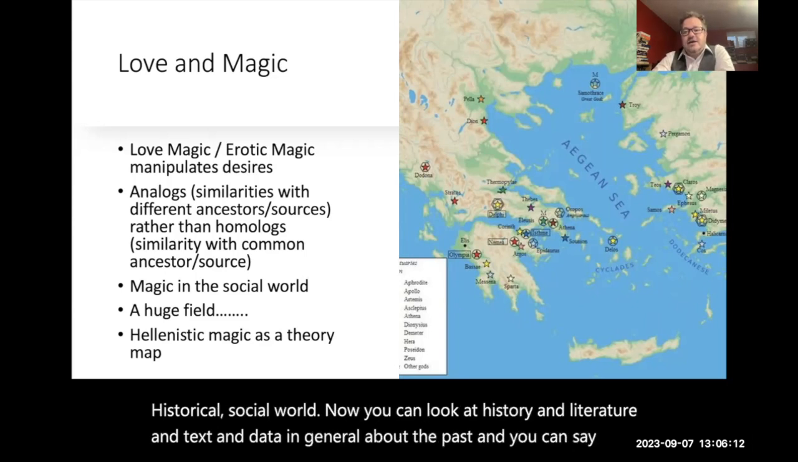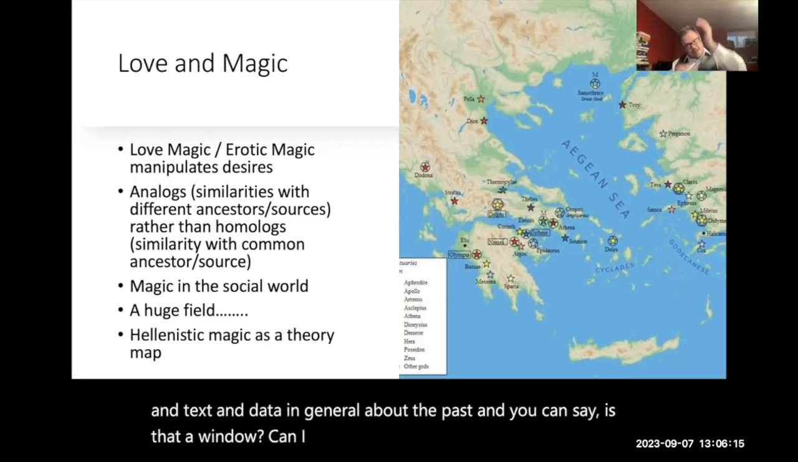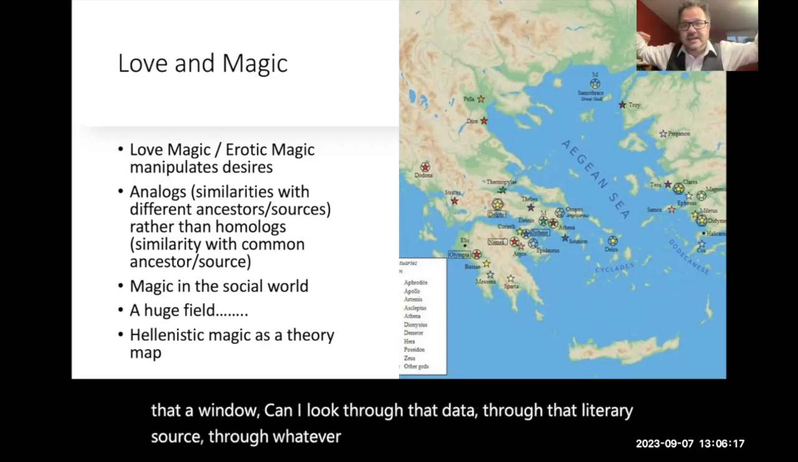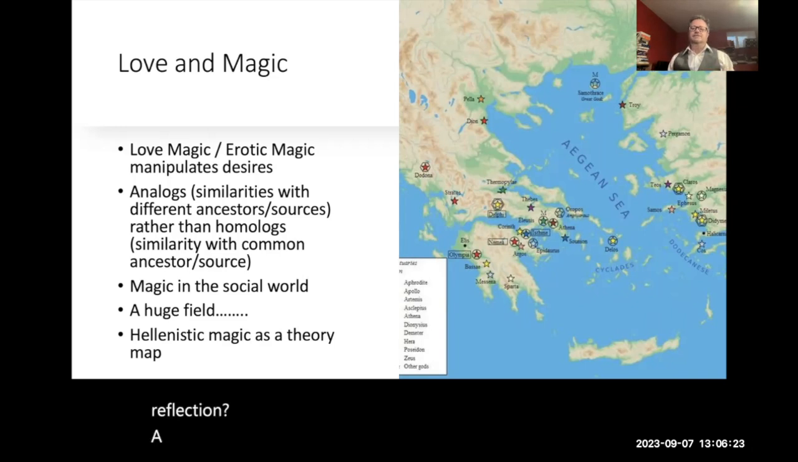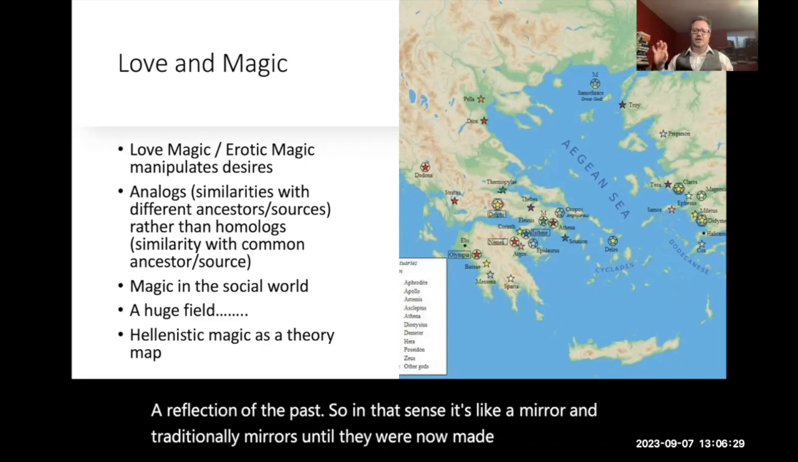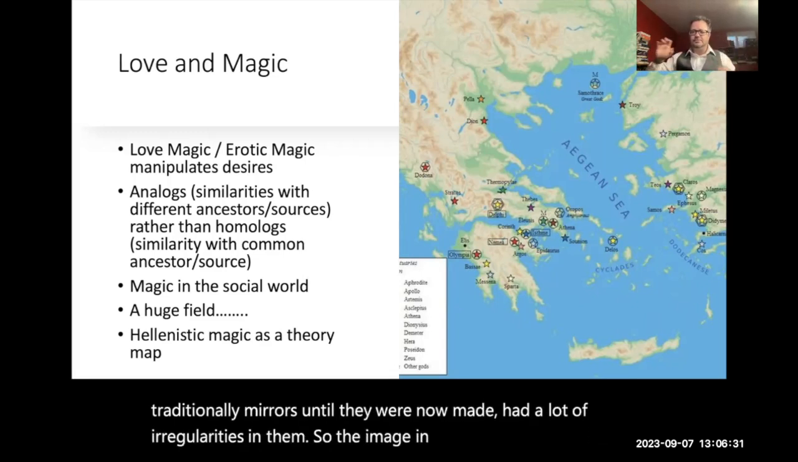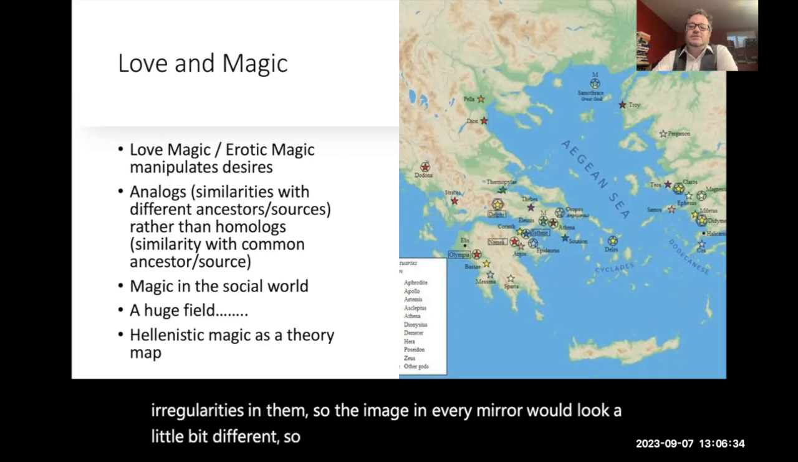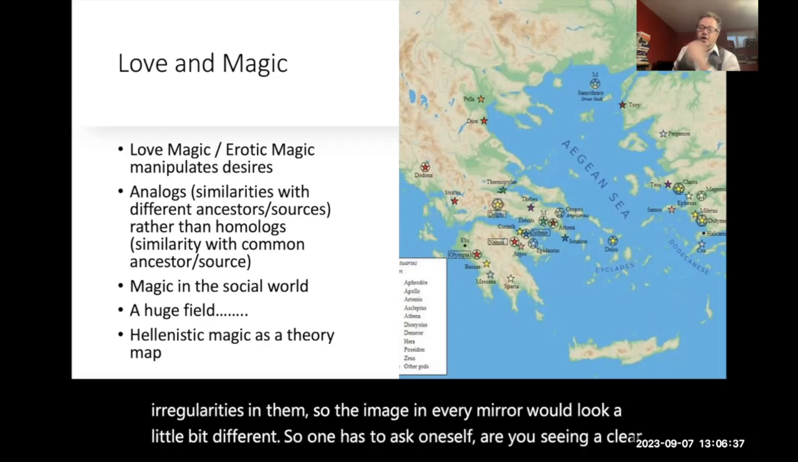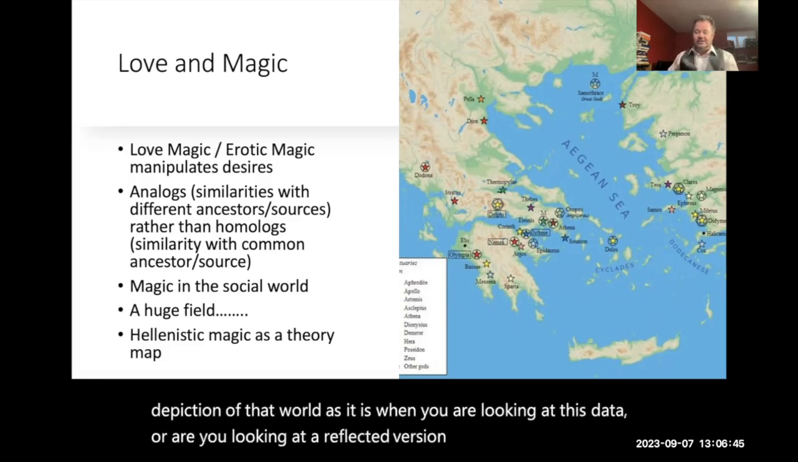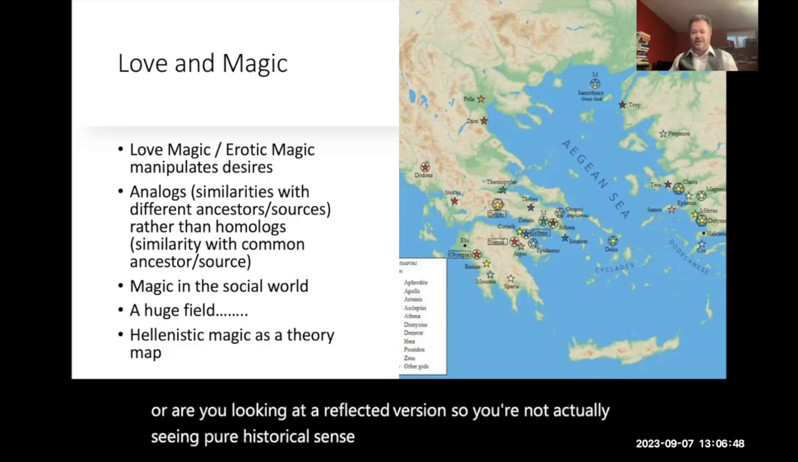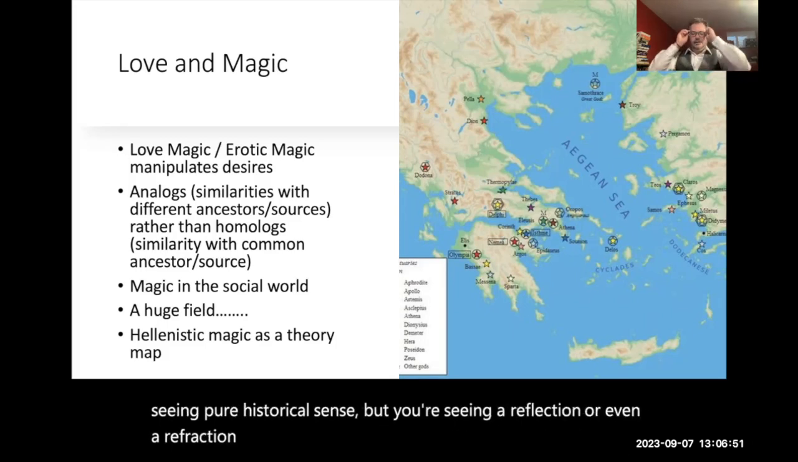Now, you can look at history and literature and text and data in general about the past, and you can say, is that a window? Can I look through that data, through that literary source, to see clearly into the past? Or is it a reflection of the past? In that sense, it's like a mirror. And traditionally, mirrors, until they were machine made, had a lot of irregularities in them, so the image in every mirror would look a little bit different. So one has to ask oneself: are you seeing a clear depiction of that world as it is when you are looking at this data, or are you looking at a reflected version? You're not actually seeing pure historical sense, but you're seeing a reflection or even a refraction of that historical context.